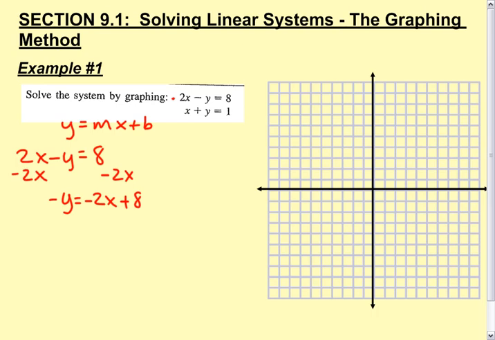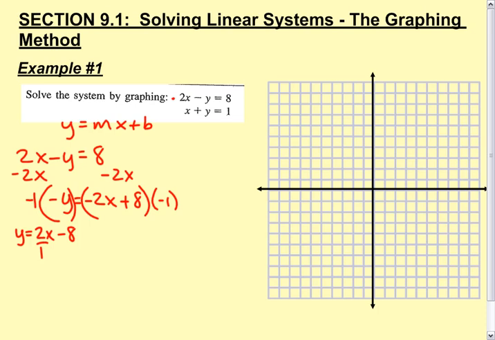But I don't want y to be negative. I need it to be positive. So I'm going to multiply this side by negative 1 and this side by negative 1. That's going to give me y equals 2x minus 8. What does the number in front of the x represent? Slope. What is the number in the back by itself, the constant? Y-intercept. That's the y-intercept.